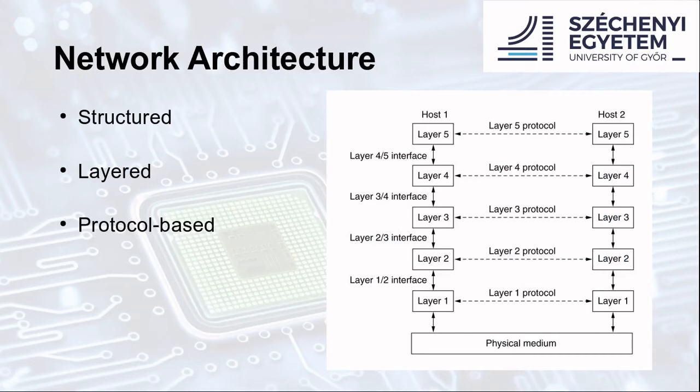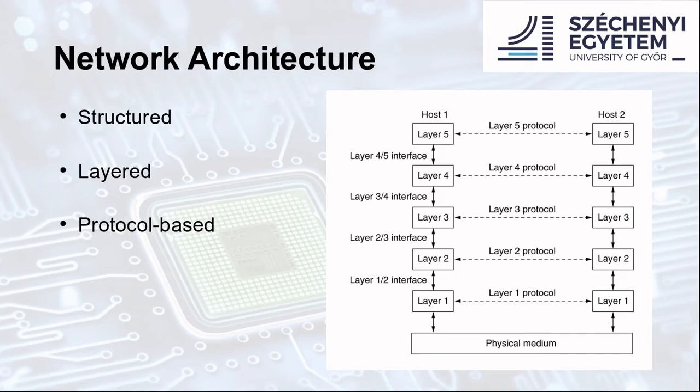In order to understand the network's operation, the architecture needs to be explained. Network architecture is structured, layered, and protocol-based backbone of network's operation. As you can see on this picture, 2 host machines are connected. At the bottom of architecture, the physical layer is always placed, which can be a cable or the air. So this is where data is physically transferred.